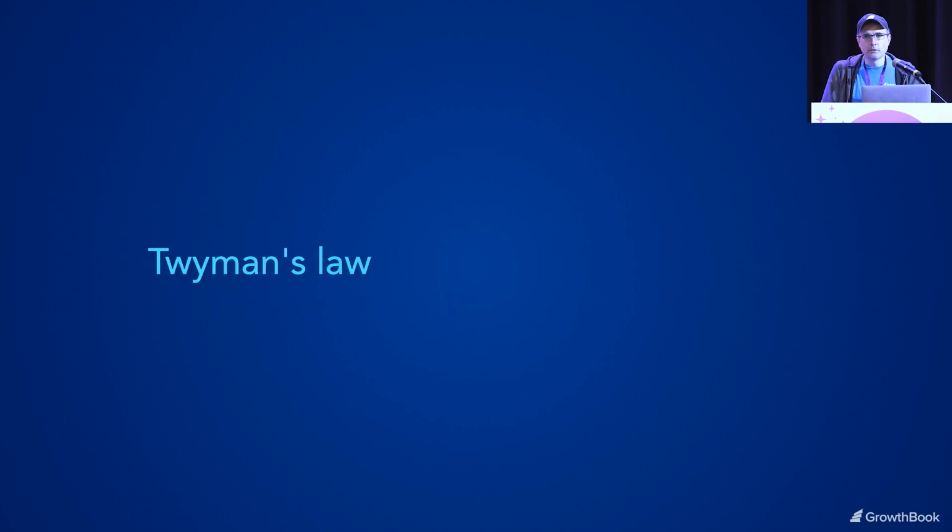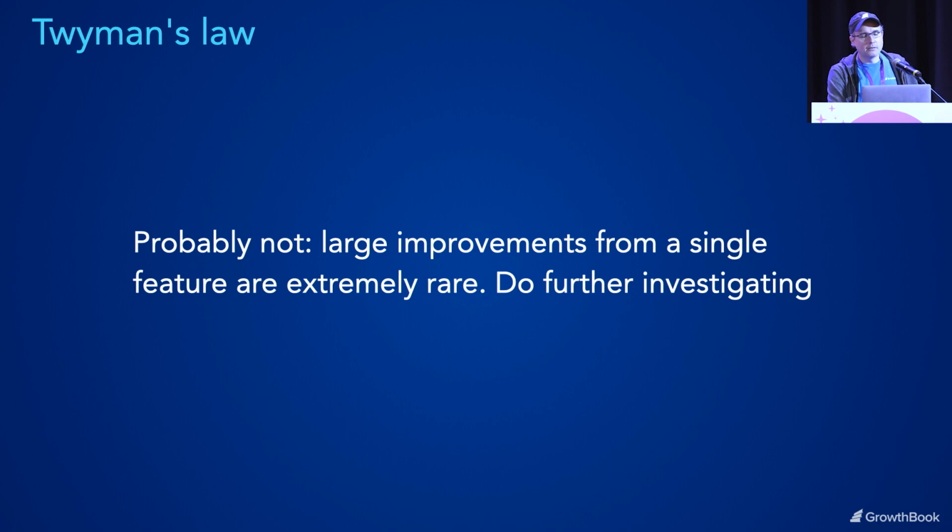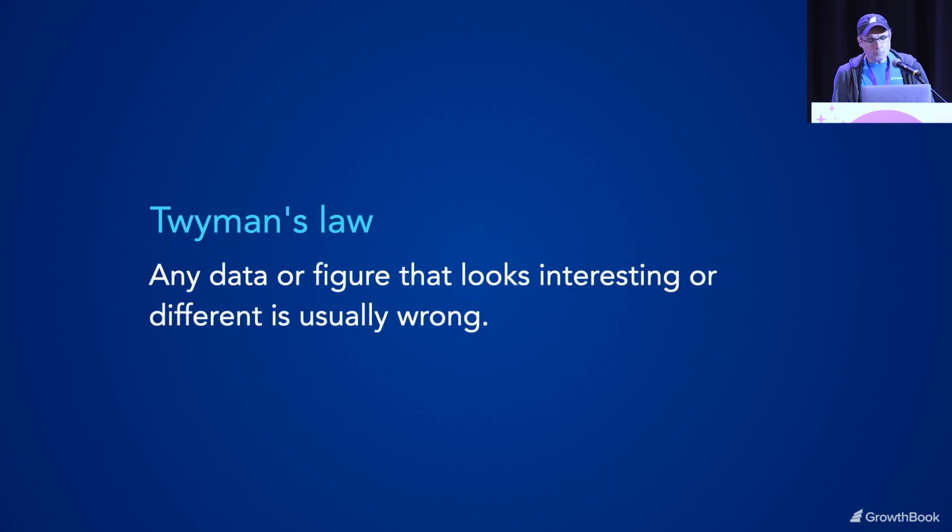Twyman's law. If you're not familiar with it, by example, let's say you just launched a new feature and you doubled revenue. Should you celebrate and ask for a raise? You might want to wait on that, because large improvements from a single experiment are actually extremely rare. You should do some further investigating to see if that impact was actually a bug. Funny story, this happened to me at my last job. It turned out we were just double billing all of our customers, which is a great hack to make more money, but it wasn't great for the long term. So Twyman's law is any figure that looks interesting or different is usually wrong.